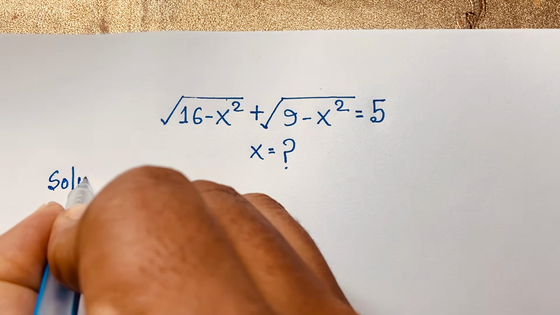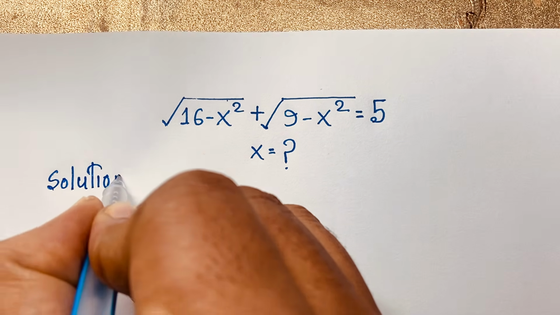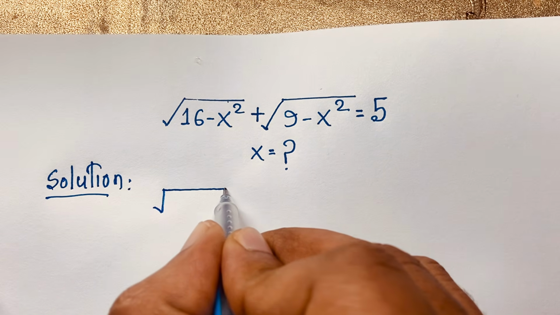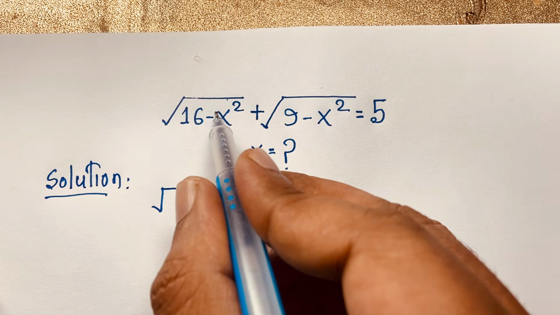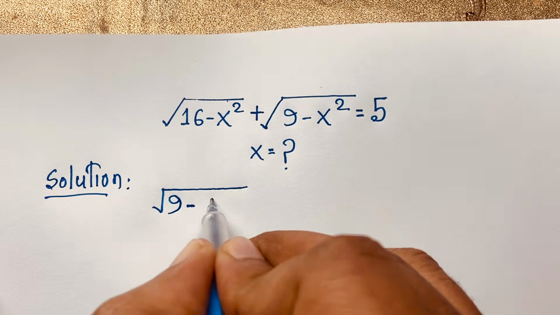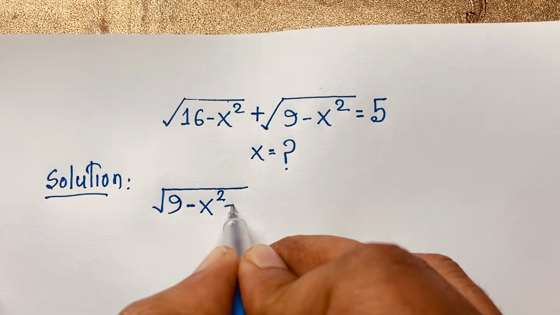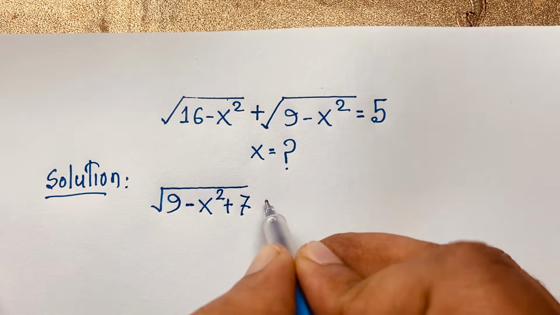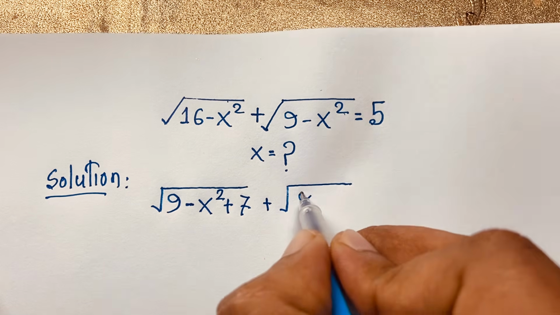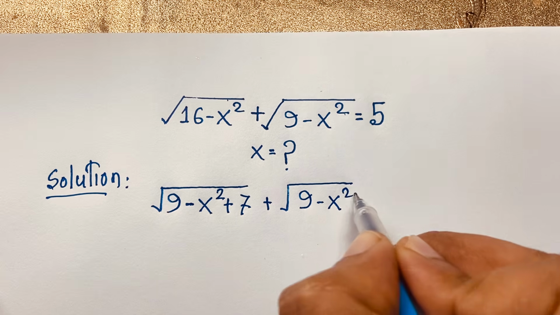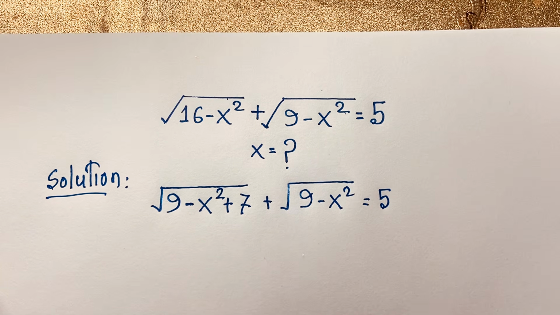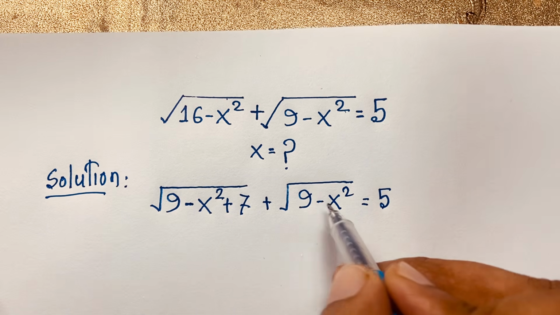So, solution. Our question is square root of 16 minus x squared, but you can say that this 16 will be 9 plus 7. So this is 9 minus x to the power 2 plus 7. Then this is plus square root of 9 minus x squared, and this is 5. But at this moment you can say this is 9 minus x squared, this is 9 minus x squared.